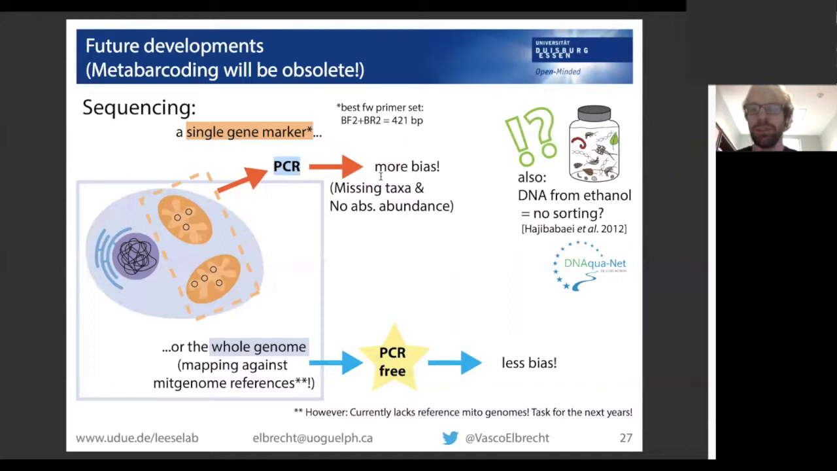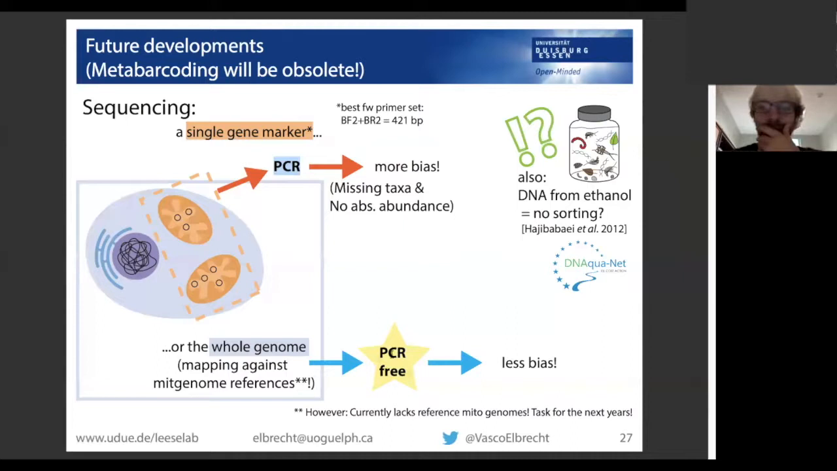But the thing is that sequencing costs are rapidly declining. Every year, the sequencing costs are less and less. So let's say in a few years, you probably will be able to just skip this whole metabarcoding method and just go with direct sequencing. So this will be PCR free, and with that have less bias.